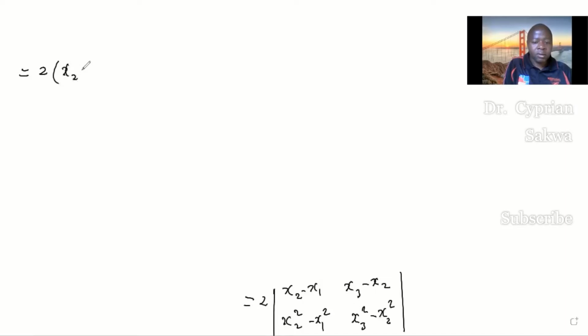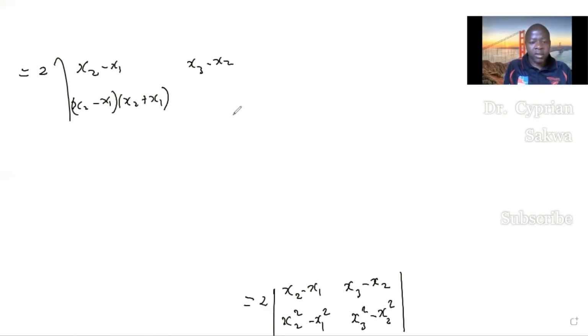x2 minus x1, or let me just write so that somebody may not see what I'm doing. Let me just go slow, so that people see what I'm doing here. What I'm saying is that the first row remains x2 minus x1, and this is x3 minus x2, but this one can be factored to mean x2 minus x1 multiplied by x2 plus x1.